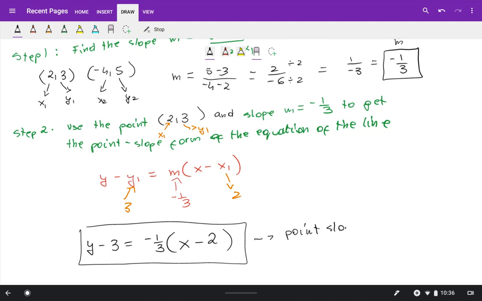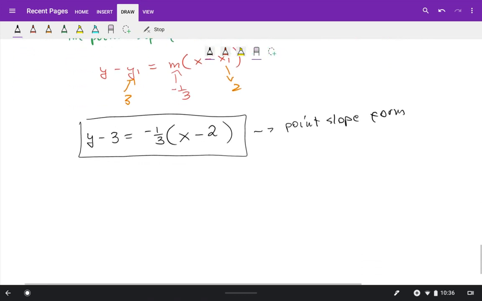Point slope form. On the homework, and later on a test, you will need to read exactly how they want you to leave the equation, whether they want point slope form or a different form of the straight line.